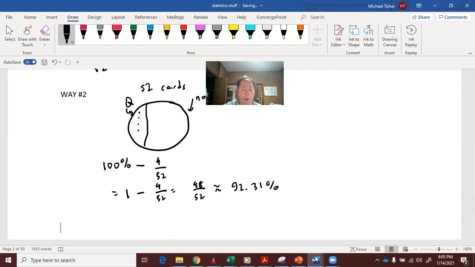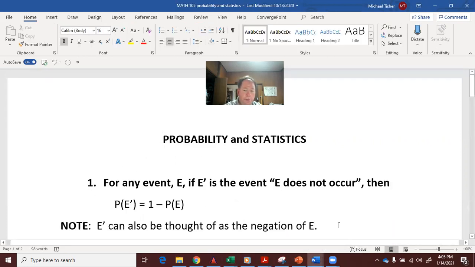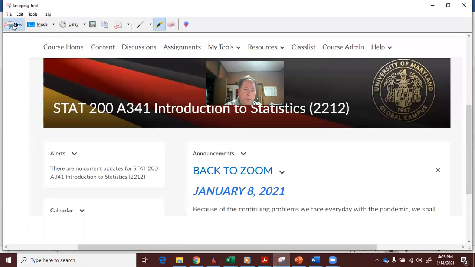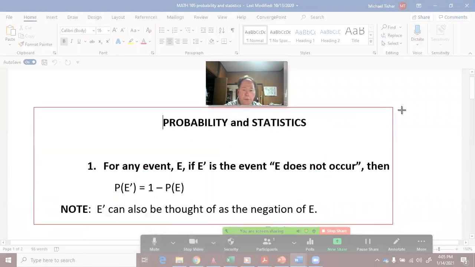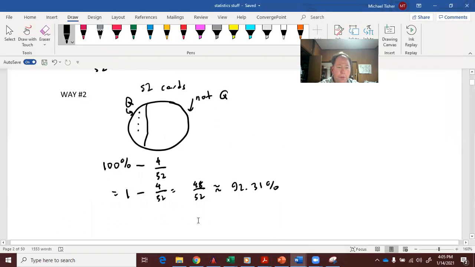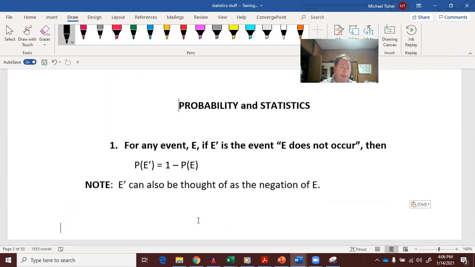All right, so here's basically what we did. To find the probability of not something, we do 1 minus the probability of that something happening. Here's a formula that describes that. So we have for any event E, if E prime is the event E does not occur, then P of E prime is equal to 1 minus P of E. And note that E prime can be thought of as the negation of E. Negation of E just simply means the opposite of E or not E, okay?